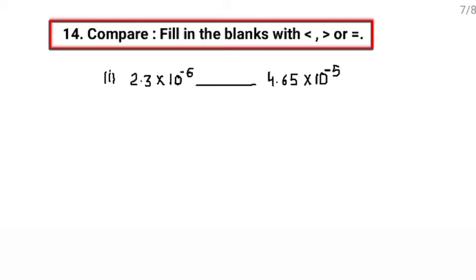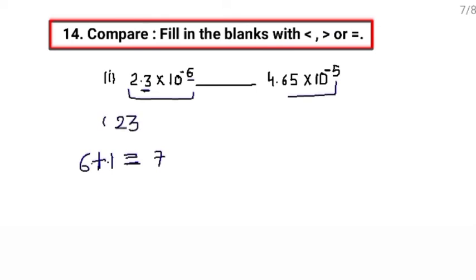Next is compare. Fill in the blanks with less than, greater than or equal sign. Clear? For this, firstly you will solve these two parts. This is 2.3 raised to the power minus 6. Power is minus 6. It means we will divide by 10 raised to the power 6. How many zeros will be there in 10 raised to the power 6? Of course 6. Clear? And we have already one decimal place. So after the decimal, how many digits should be there? 7. So this can be written as 1, 2, 3, 4, 5, 6, 7. This will be equal to this number.